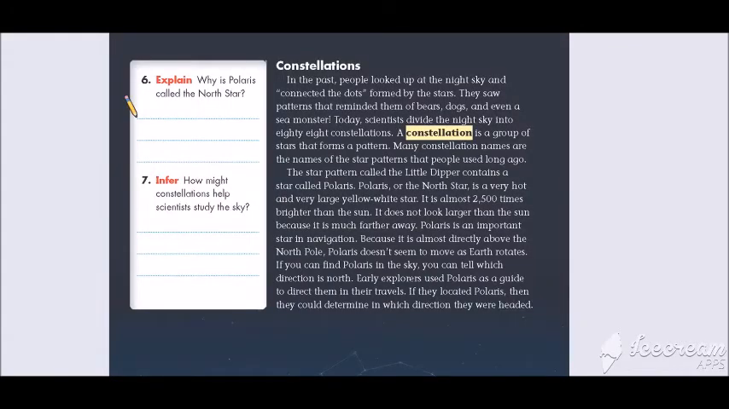What about the constellations? A constellation is a group of stars that form a pattern, form a shape, and people long ago used some names for it, like the Little Dipper or the Big Dipper. One of the most important stars in the sky, used in navigation by explorers because it always points to the north, is Polaris. Polaris, or the North Star, is a very hot and large yellow-white star. It is almost 2,500 times brighter than the Sun.